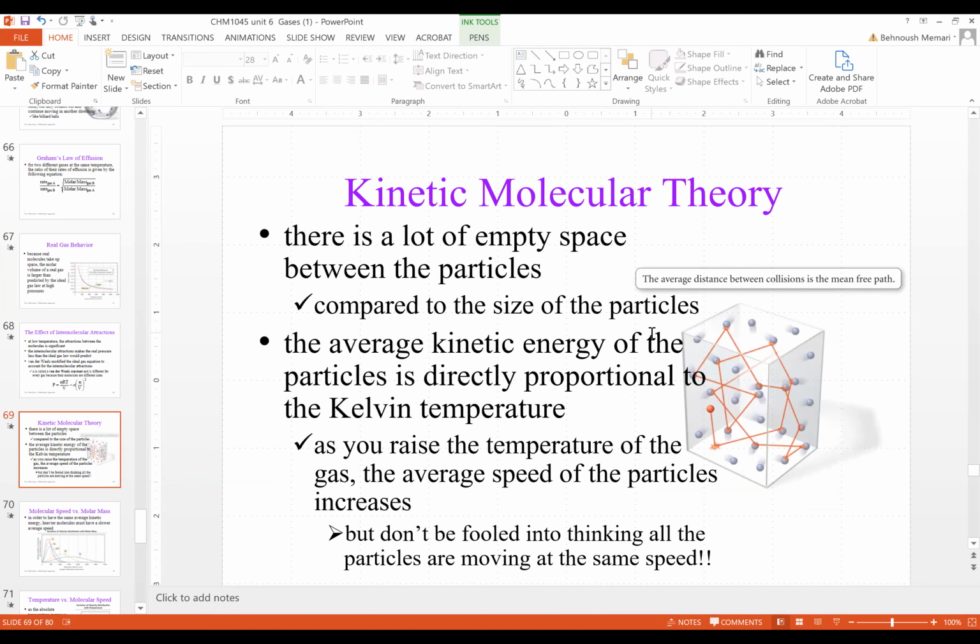Between the gas molecules, based on the kinetic molecular theory, there's a lot of space between the gas molecules. That's why we said they are compressible. The kinetic energy of the gases is directly proportional to their temperature. The higher the temperature, the faster they are going to move.